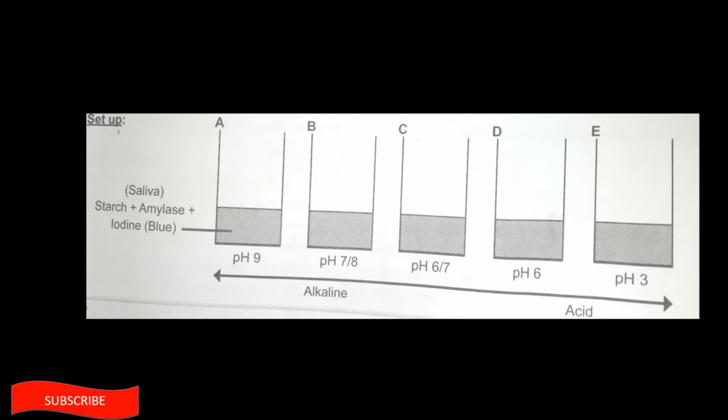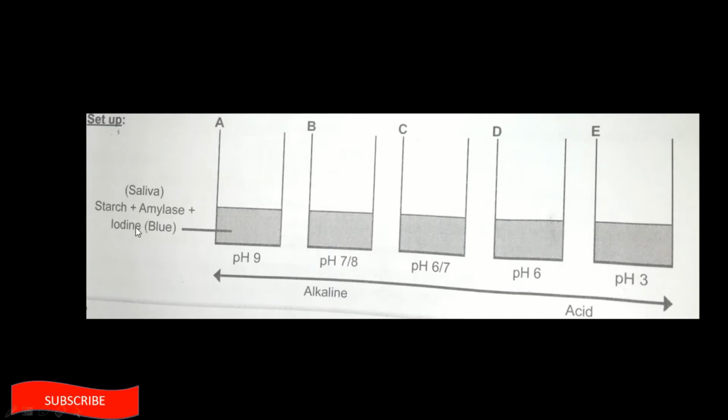Now, these test tubes have the same content. Each test tube has starch plus amylase plus iodine. If you are following our lessons, we explained why we have starch, why we have amylase, and why we have iodine in the previous video. The reason we have starch plus amylase is because amylase is an enzyme. Now this amylase is only meant to digest starch. Remember, enzymes are specific, so amylase can only digest starch.